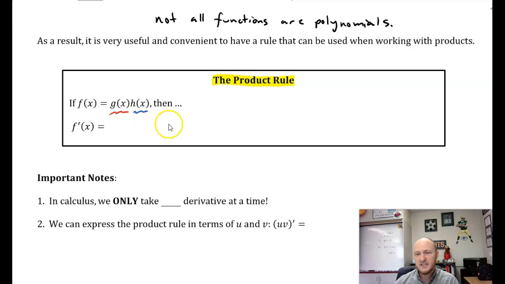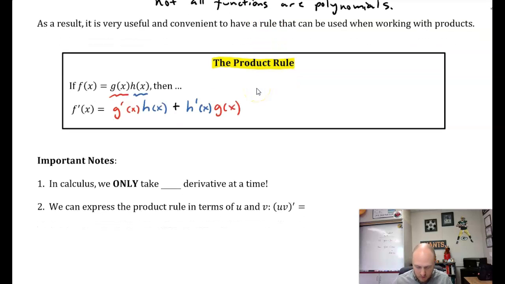Okay, so if this is the case, if f of x is g of x times h of x, then I'm going to take the derivative of the first function, so g prime of x, and I'm going to multiply it times the second, times h of x. And then I'm going to add the derivative of the second function, h prime of x, and multiply times the first function, times g of x. So you take a derivative of the first one, multiply it times the second, and then take the derivative of the second one and multiply it times the first one.